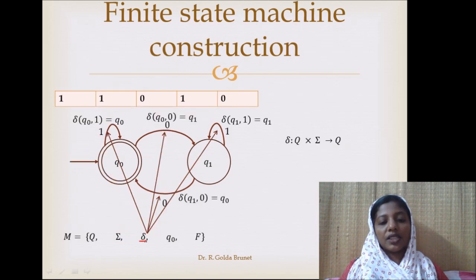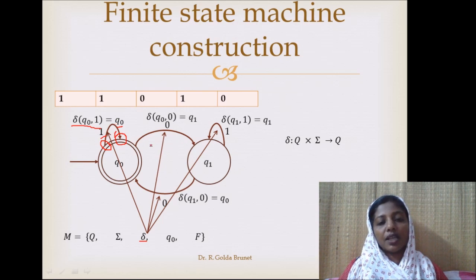Next is the transition function delta. As I have already told, all these arrows which go from one state to the other or to the same state are called transitions. And we represent it like this: delta of Q naught. I start from Q naught. Upon the input 1, where do I go? I go back to Q naught. So that is this arrow. I start from Q naught, this place, and then what is the input? 1. Delta of Q naught, 1. Where do I go? I go back to Q naught. So this is this one.